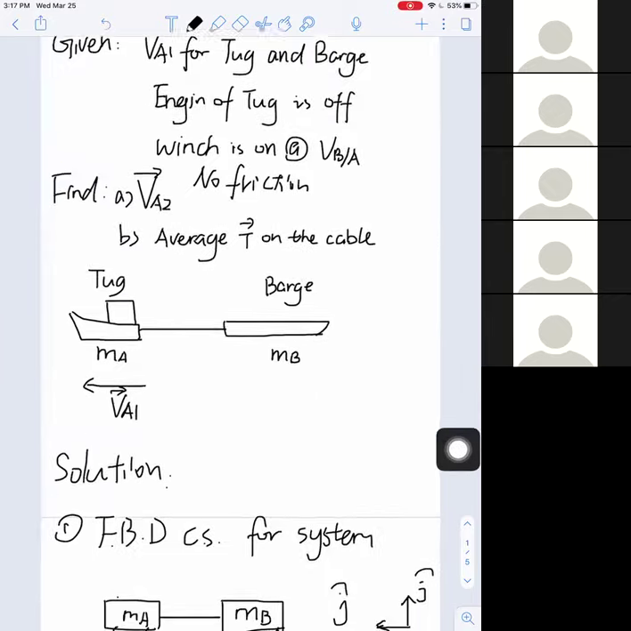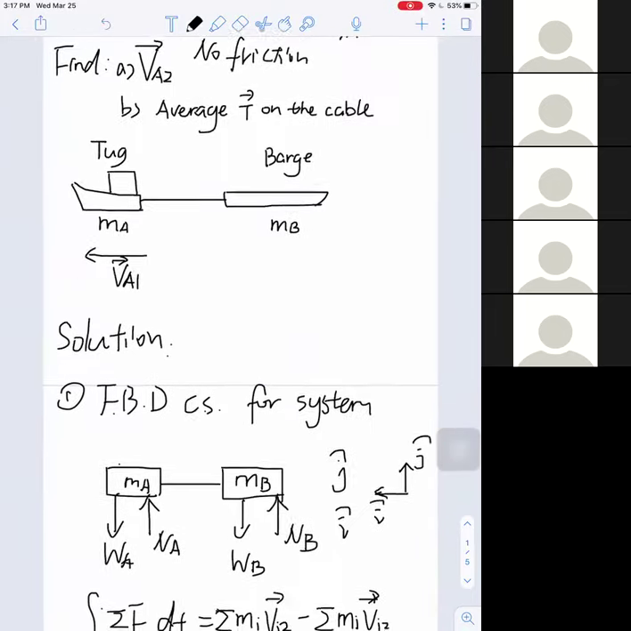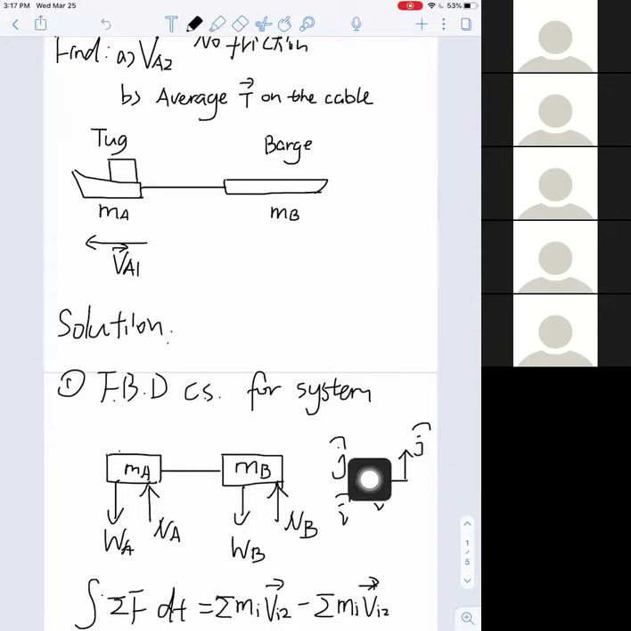Then if we look at them as a whole system, when we do the free body diagram, we do not need to care about the internal forces. So when you have the free body diagram for A and B, there's no tension force between them. We only have weight force for A, normal force for A, weight force for B, normal force for B. And there's no tension force because we look at them as a whole system.